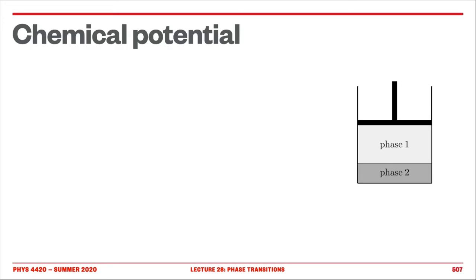Okay, now what's happening during a phase transition? We already discussed that we need to apply heat in some cases, in the case that we saw for the transition from a liquid to a vapor. Now, what happens with the chemical potential? Remember, we discussed quite a bit about the chemical potential.